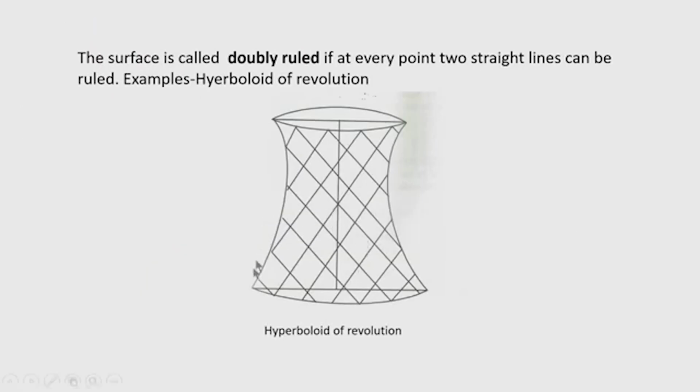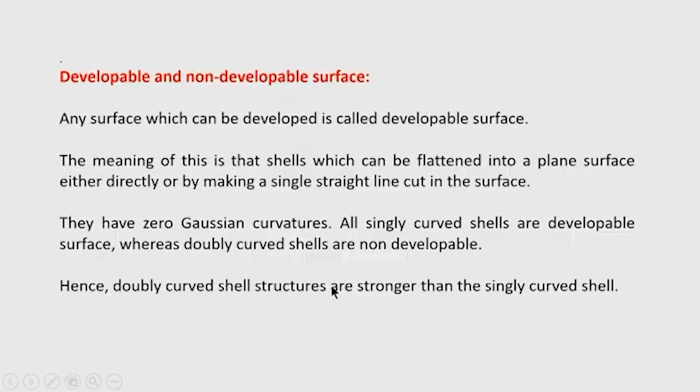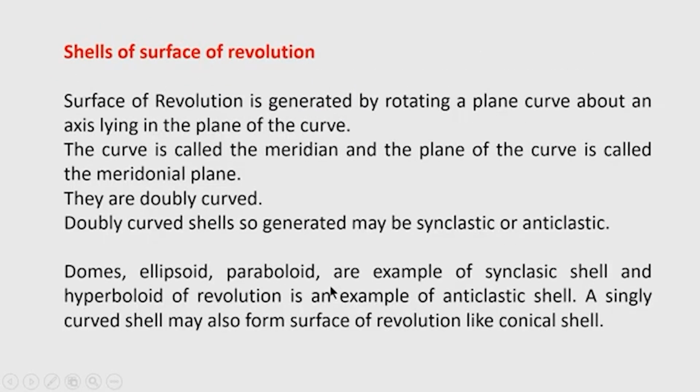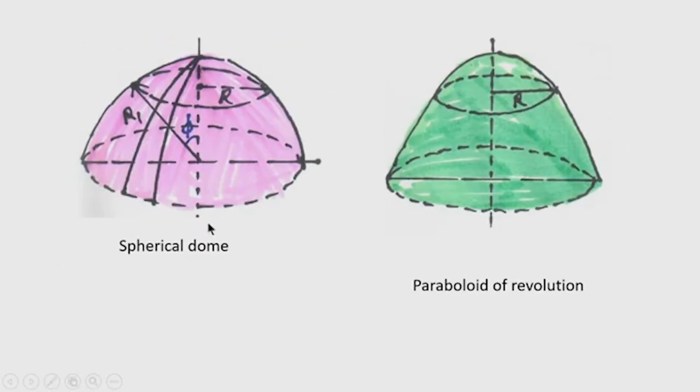Yeah, this hyperboloid of revolution is an anticlastic shell. So, the doubly curved shell, that is a surface of revolution, may be synclastic or may be anticlastic. Okay. Now, the pictures that I have shown you are all synclastic shells.